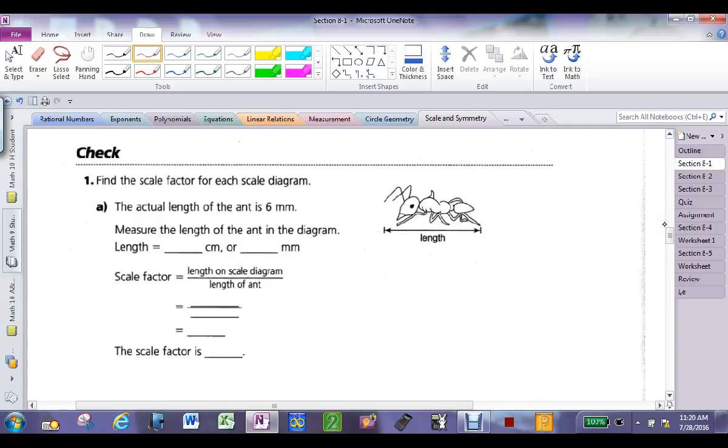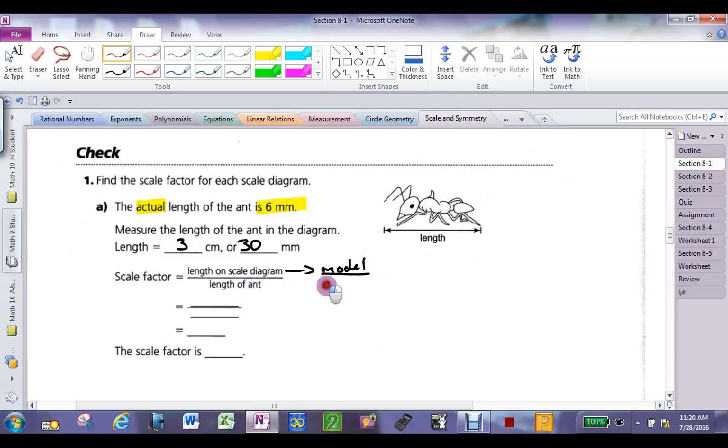Okay, let's see if you can do this. There's an ant. Doesn't matter. How big is the actual ant? 6 millimeters. The actual length is 6 millimeters. Now, measure the length of the ant in the diagram. You guys don't have your rulers. I'm going to help you out. It's 3 centimeters. What is wrong with this? It's centimeters. I better make it millimeters. So what is it? 30 millimeters.